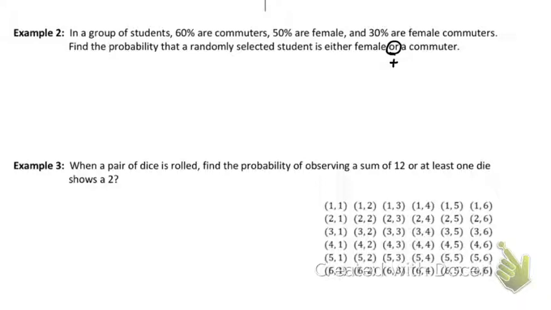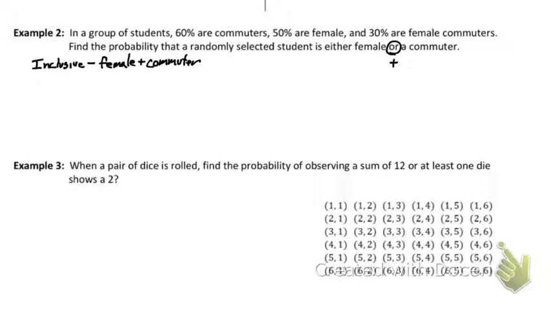In this problem, is this an exclusive problem or is this inclusive? Inclusive. Why? Because of the female commuters. So it's inclusive because there is that overlap of female plus commuter. A female commuter falls into that 60% and also falls into that 50% category.